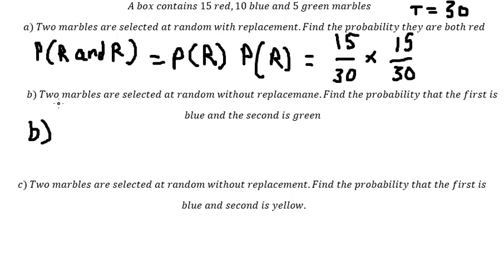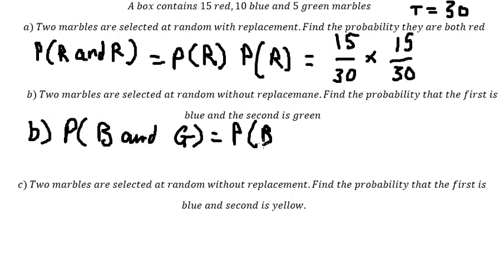Question B, we select two marbles without replacement. That means after we select one marble, we only have 29. So that means in this one, we have the blue and the green. So we have P(blue) multiplied by P(green).